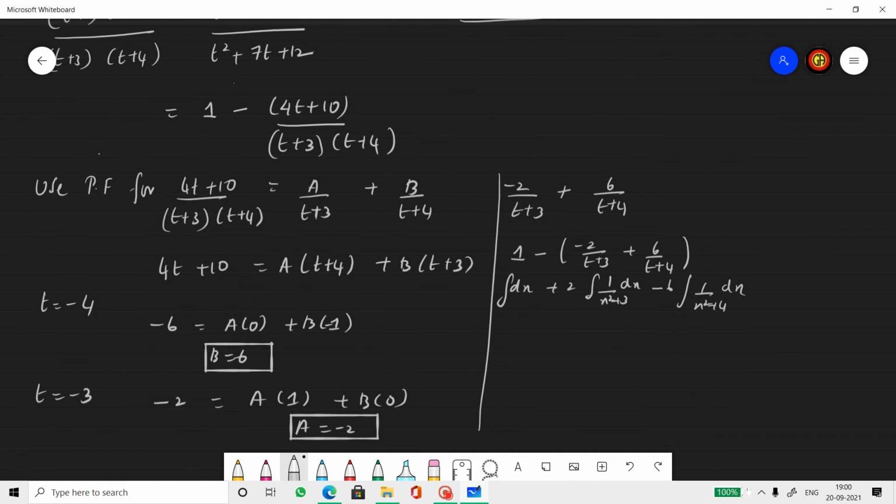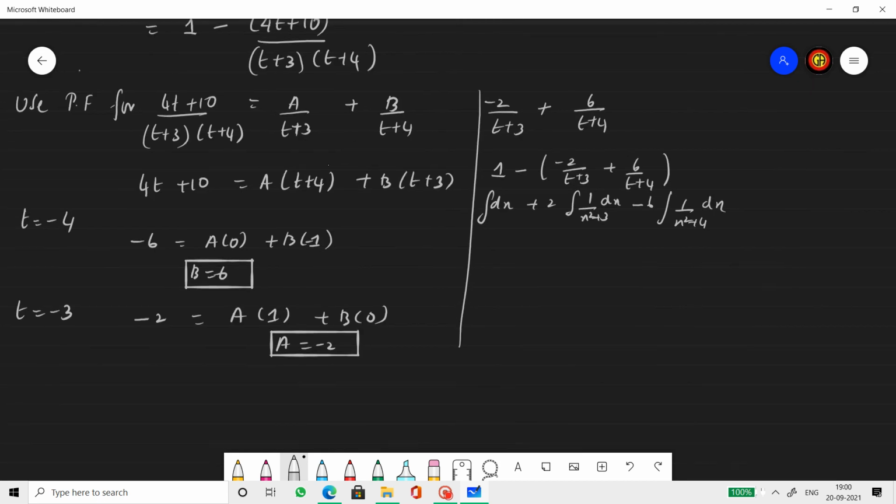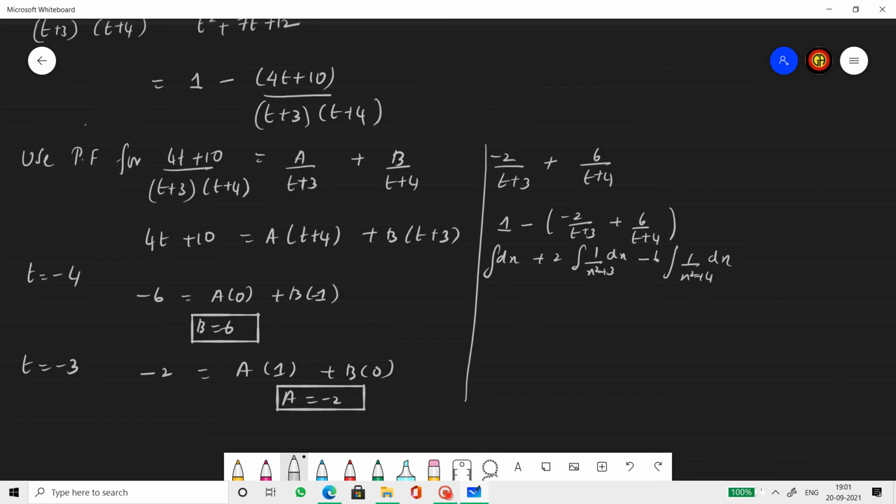Now let's partialize only this. So separate as a by t plus 3, b by t plus 4. The normal process of partial fractions will be followed through. T equal to minus 4, we get b equal to 6. T equal to minus 3, we get a equal to minus 2. Once you find a and b value, substitute it back, and before you integrate, take t as x square. Remember, before integration, take t as x square and then you start integrating.